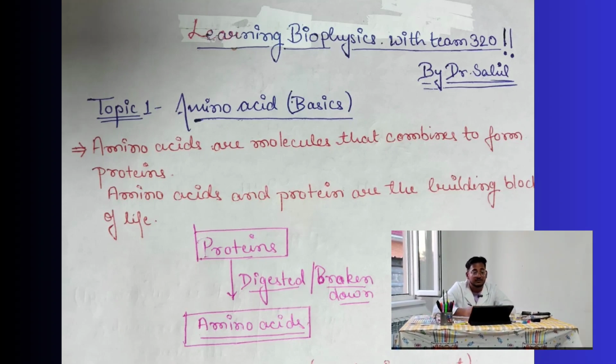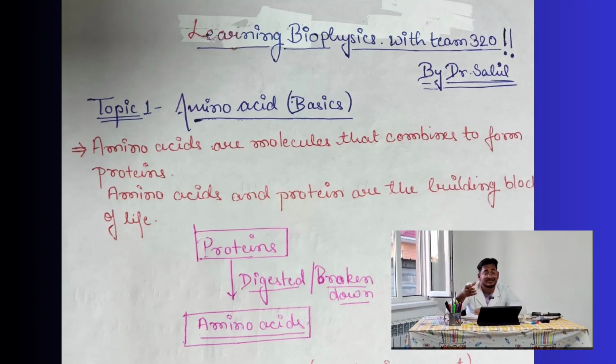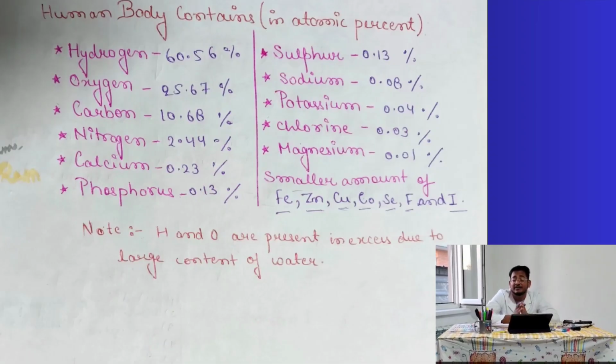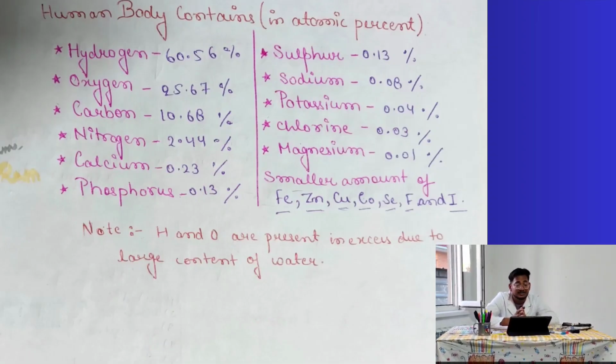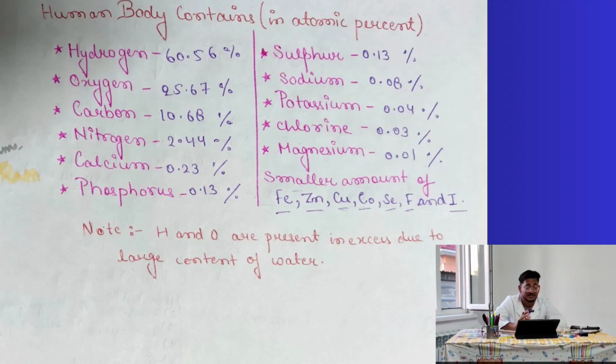Amino acids are the molecules that combine to form proteins, and amino acids and proteins are the building blocks of life. The human body contains, in atomic percent, hydrogen 60%, oxygen 25%, and carbon, nitrogen, sulfur, calcium, phosphorus, sodium, potassium, and many other elements.